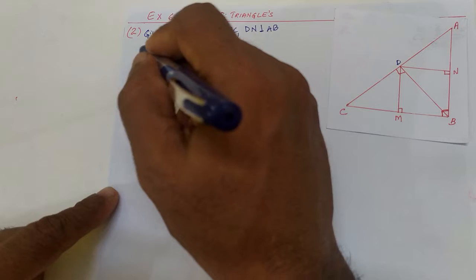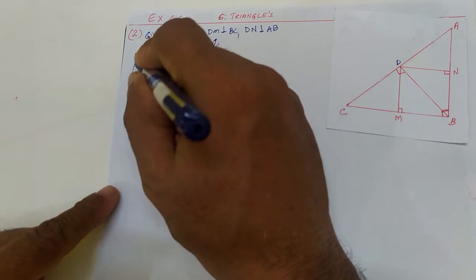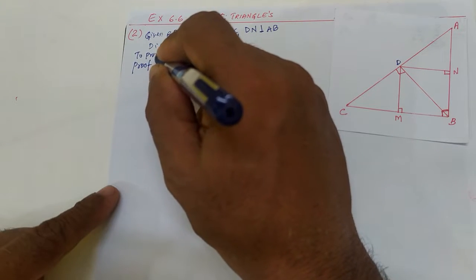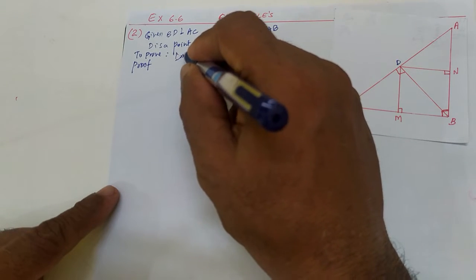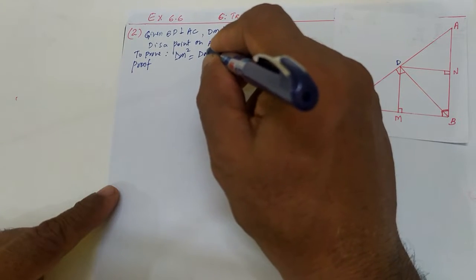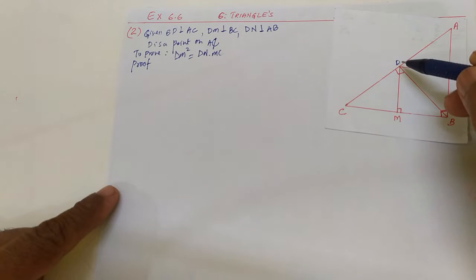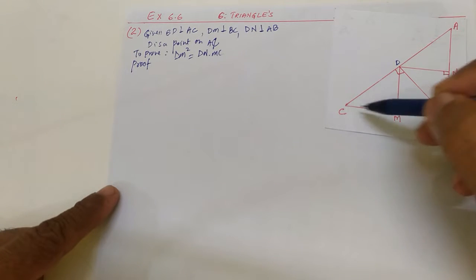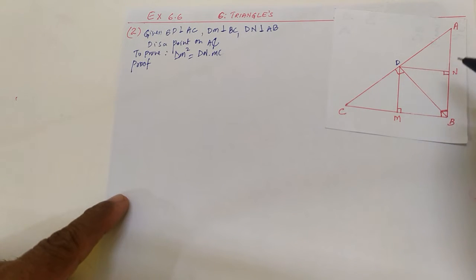So, what is asked of us? What do we have to prove? DM square is equal to DN into MC. Here we can see this is DM and this is DN and this is MC. So we have to prove this. So we have to take these triangles.